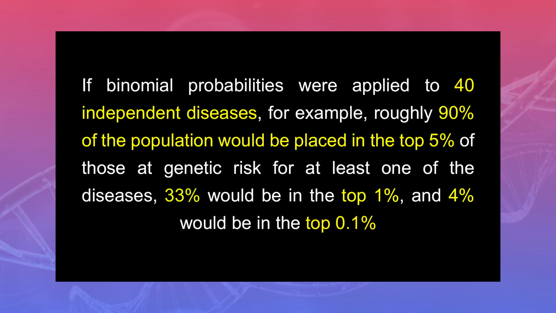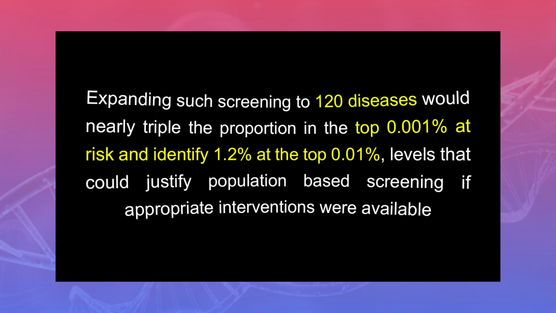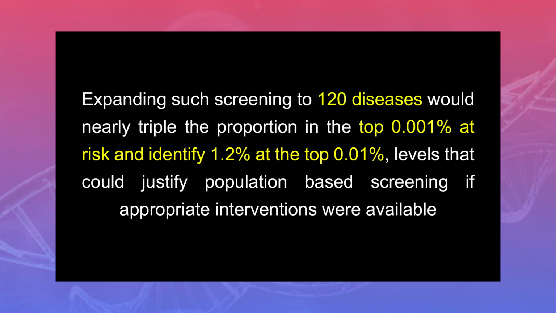Binomial probabilities were applied to 40 independent diseases. For example, roughly 90% of the population would be placed in the top 5% of those at genetic risk for at least one of the diseases. 33% would be in the top 1% and 4% would be in the top 0.1%. So expanding such screening to 120 diseases would nearly triple the proportion in the top 0.1% at risk and identify 1.2% at the top 0.01% levels that could justify population-based screening if appropriate interventions were available.